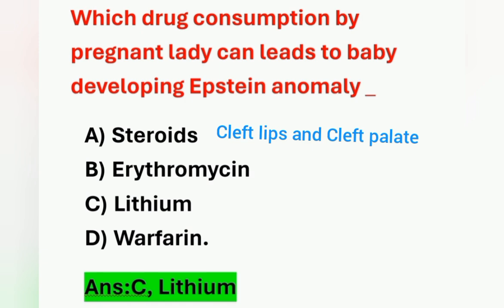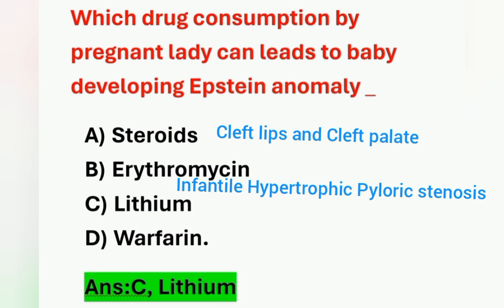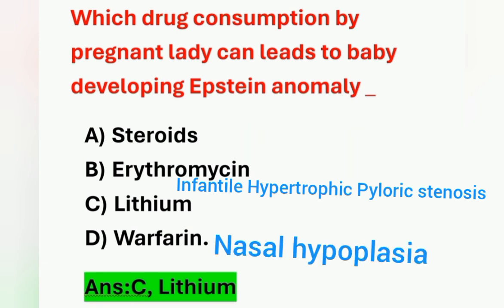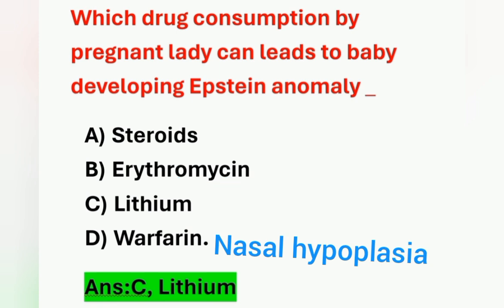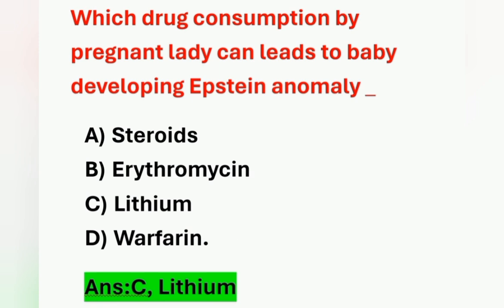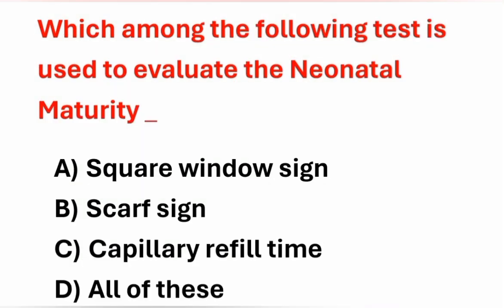First option, steroids. Consumption of steroids in the antenatal period may cause cleft lip and cleft palate in babies. And erythromycin, second option, may cause infantile hypertrophic pyloric stenosis in babies. And last option, warfarin, may cause nasal hypoplasia. Move on to the next question.